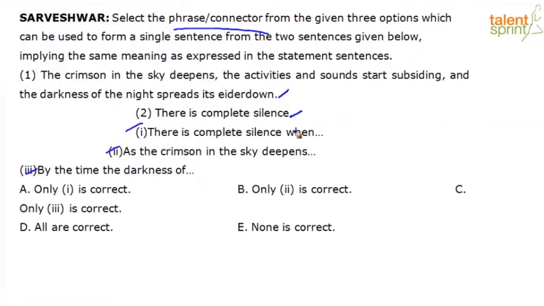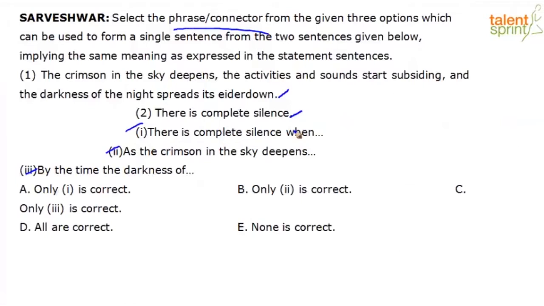See, they're basically saying I need to connect these two statements. These are the options. There is complete silence when the crimson in the sky deepens, the activities and sound start subsiding, and the darkness of the night spreads its ether down. And then again, there is complete silence is repeating. So without that, yes, it makes sense, right? But let's not take the risk.